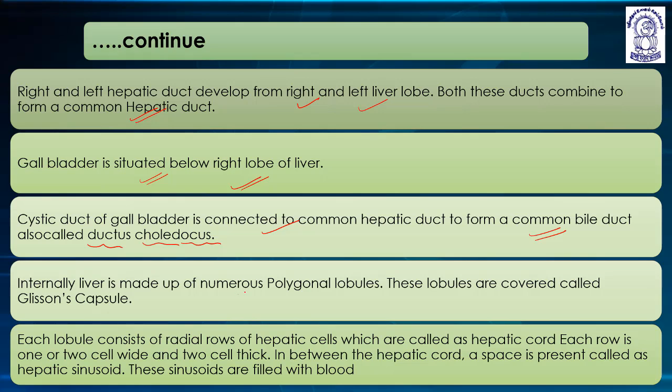Internally, the liver is made up of numerous polygonal lobules, which are the structural and functional unit of the liver. These lobules are covered by Glisson's capsule. We can say it is a fibrous sheath beneath the visceral peritoneum.